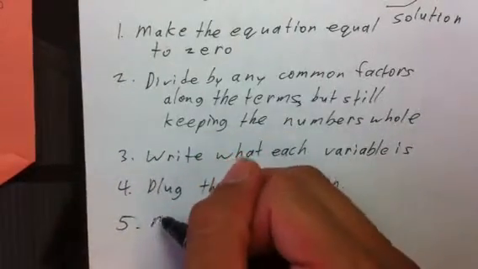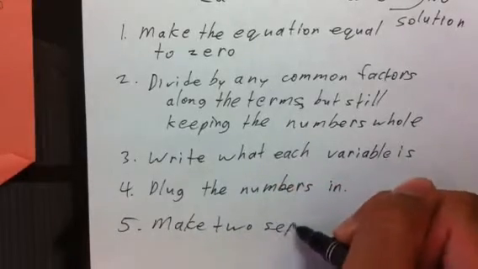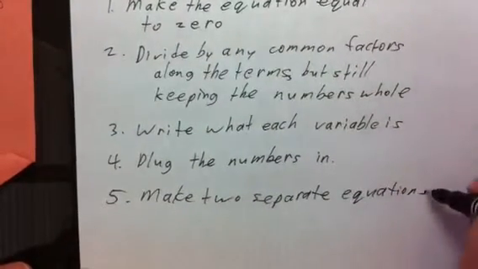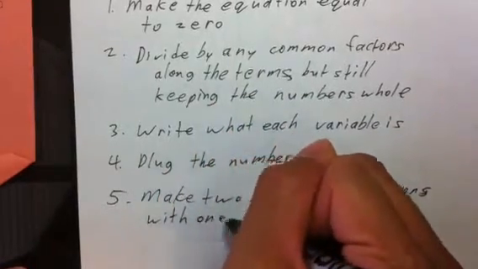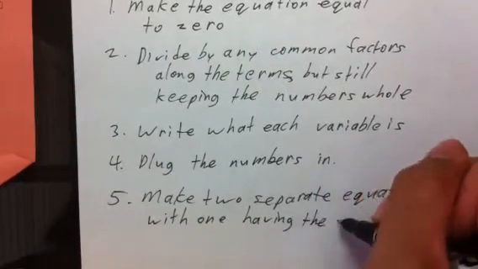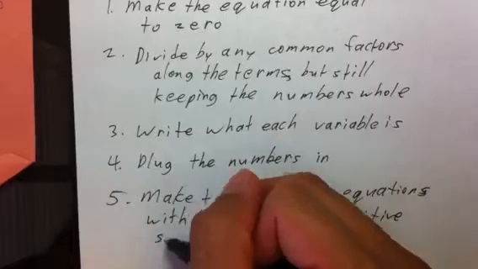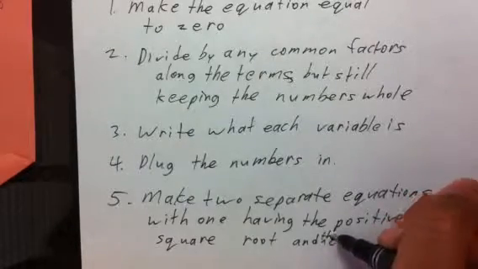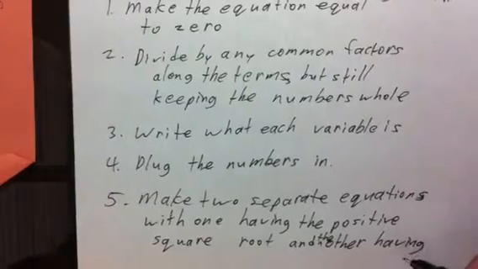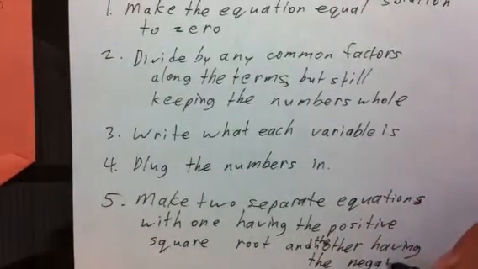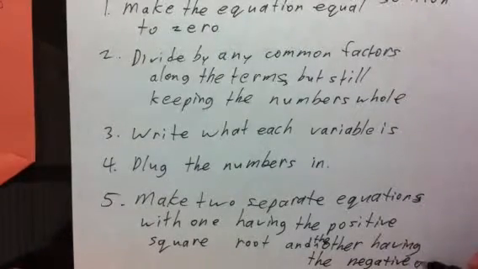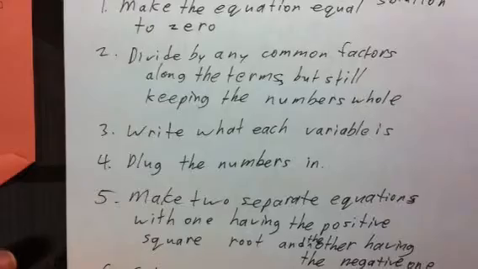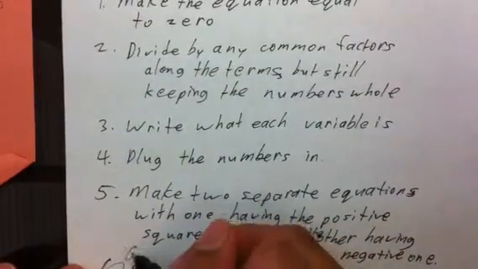Fifth step is to make 2 separate equations, with one having the positive square root and the other having the negative one. And the 6th step is just to solve.